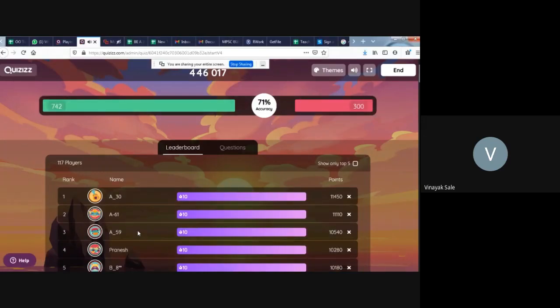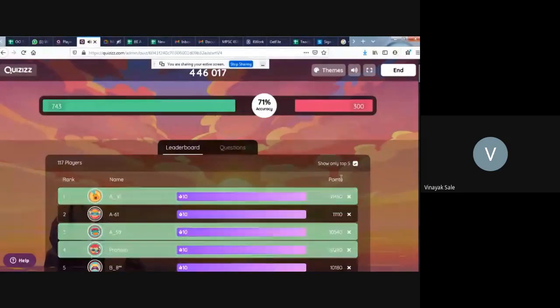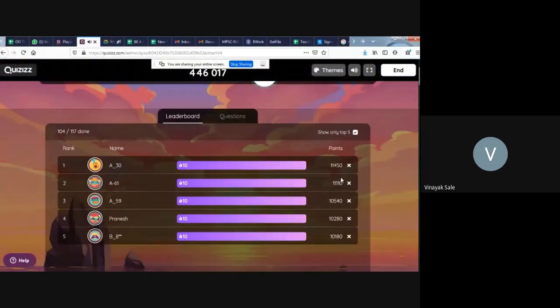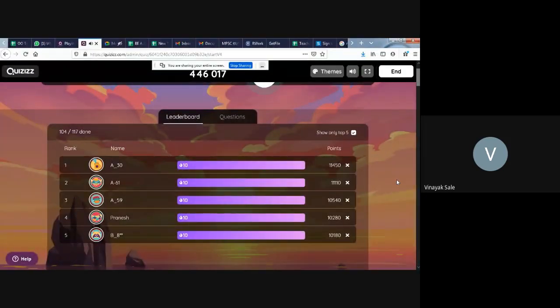Okay, we congratulate these top 5 members: A division roll number 30, A division roll number 61, A division roll number 59, Pranesh, and B division roll number 8. Congratulate them who have secured their rank in the first top 5.